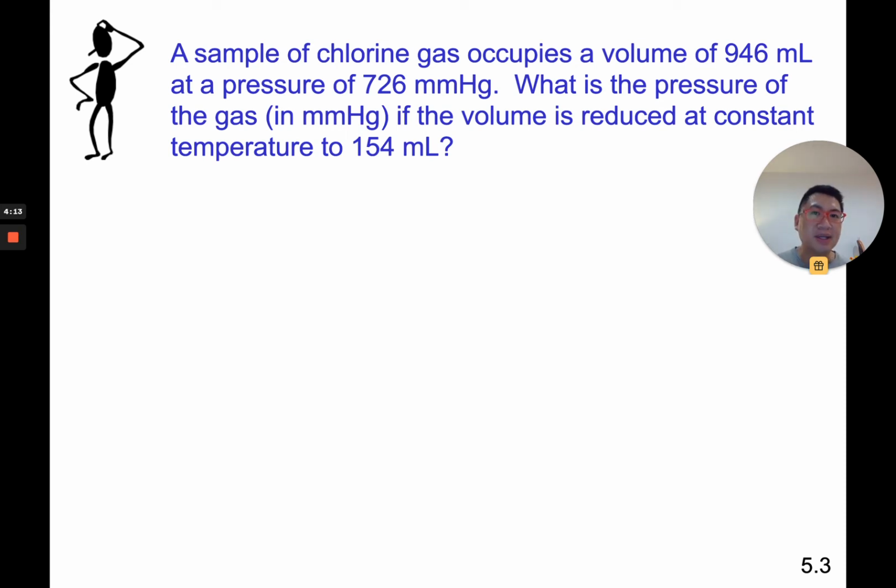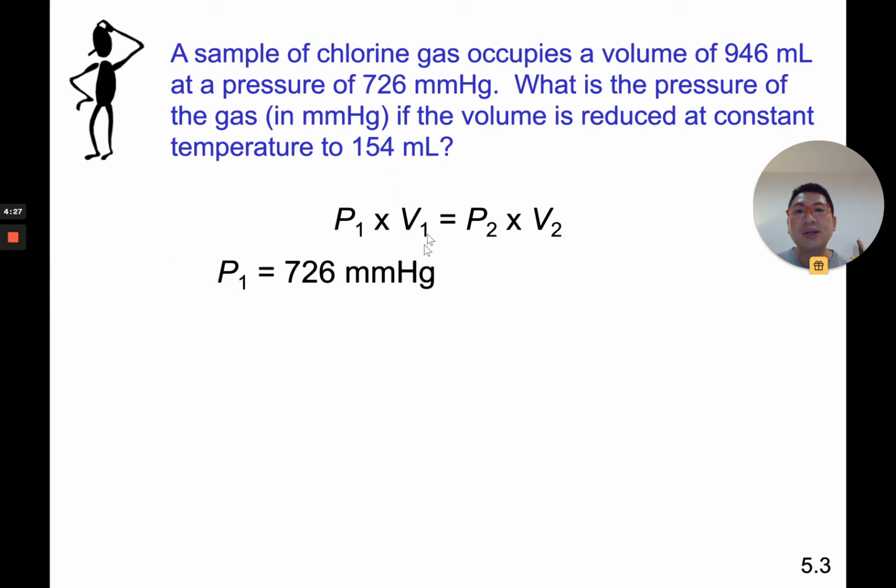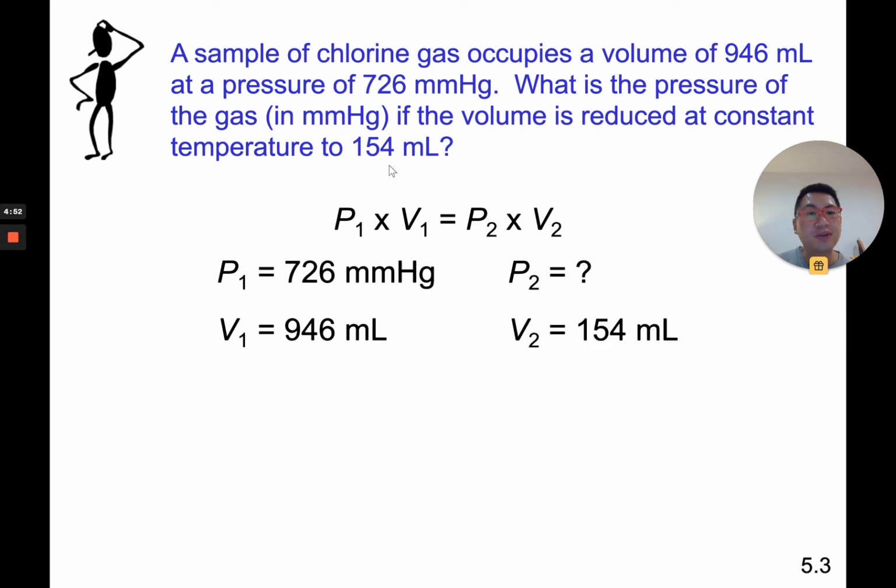Okay, well, let's just get some of the givens down. I see the volume is 946, pressure is 726 millimeters of mercury. First, that's the equation. So P1, the pressure, is 726. Do I know the original volume? Yeah, it says the gas occupies 946. What else do I know? Do I know P2, the pressure of the gas? I have no idea. That's what I'm trying to solve. So P2 is my unknown. Well, do I know V2, the final volume? It says, what is the pressure if the volume is reduced at constant temperature to 154?